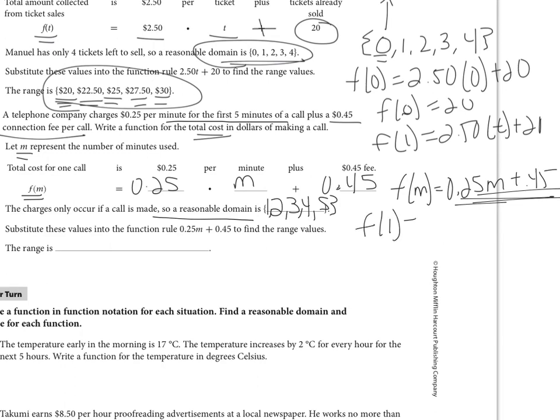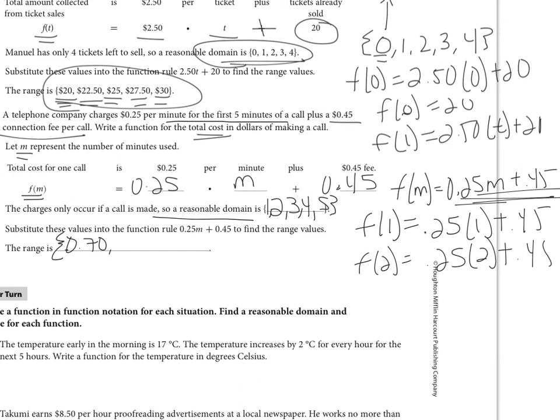So when we put in 1 into our function, what are we going to get? So 0.25 times 1 plus 0.45. That's going to be 70 cents. So we need our braces. We're going to list 0.70. Now we've got to do f of 2. 0.25 times 2 plus 0.45. It's going to give us 0.95. And we're going to do that for 3, 4, and 5. I'm going to go ahead and calculate those numbers for you, but that's going to be $1.20, $1.45, and $1.70.